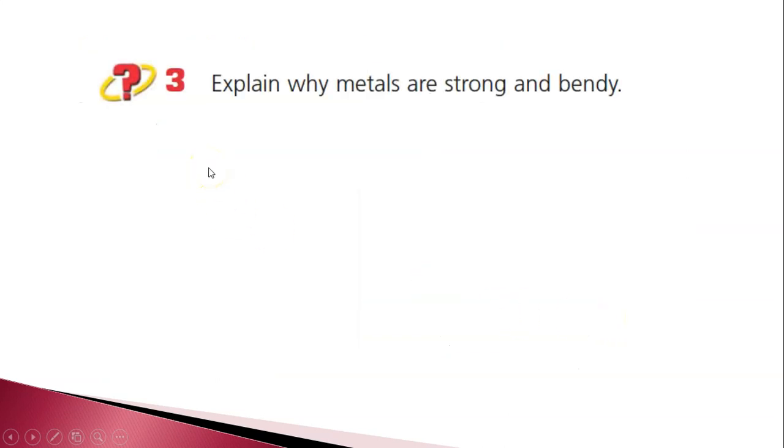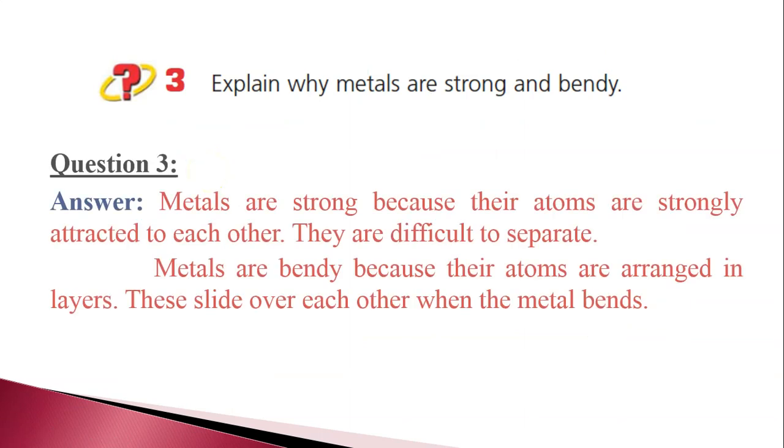Explain why metals are strong and bendy. Hope you remember that we discussed this in the previous class. Metals are strong because their atoms are strongly attracted to each other, and they are difficult to separate. They are bendy because their atoms are arranged in layers, and these layers can slide over each other. That is why the metal bends.